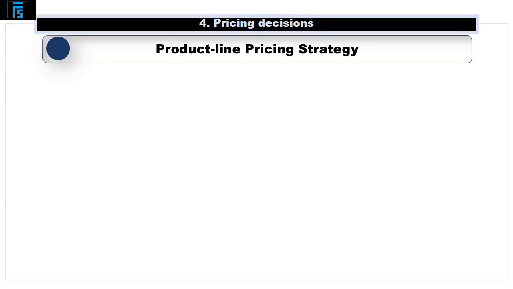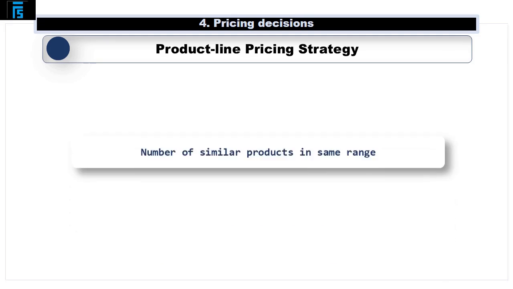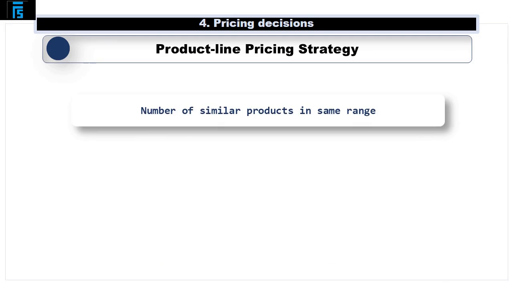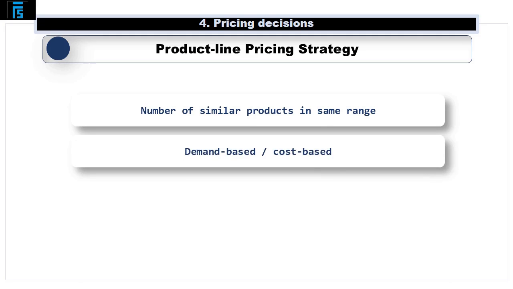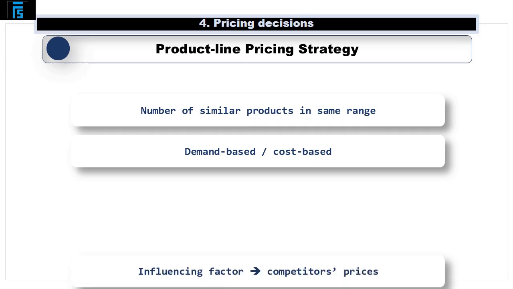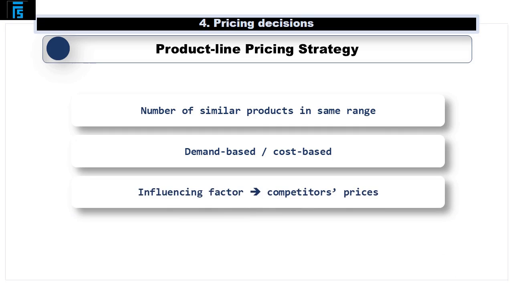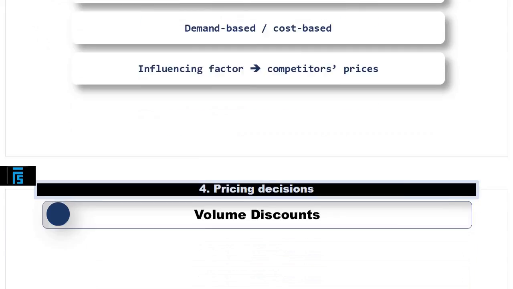A product line pricing strategy is needed where there are a number of similar products in the same range, and therefore prices need to be similar, if not the same, across the product range. The means by which the price is set could be demand-based or cost-based, with the same issues and factors needing assessment as covered earlier in the video. The prices that competitors charge may also be an influencing factor here.